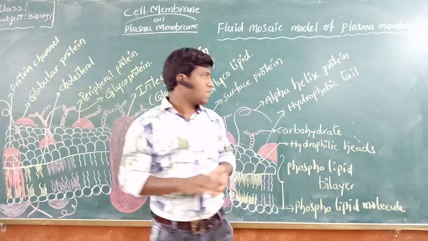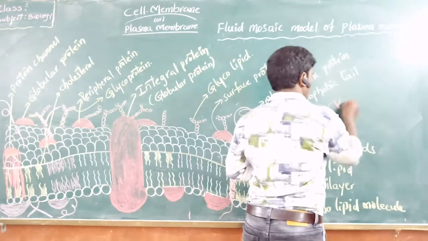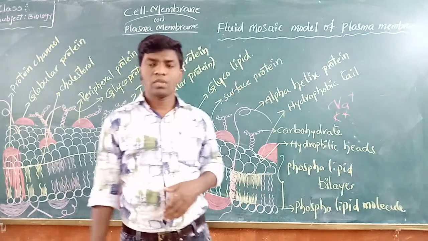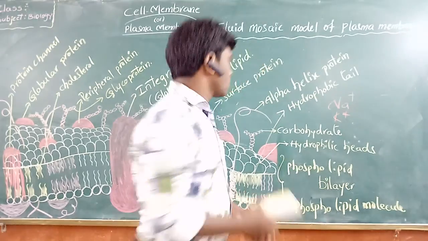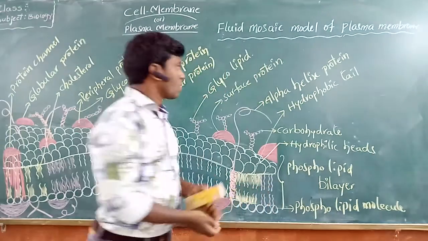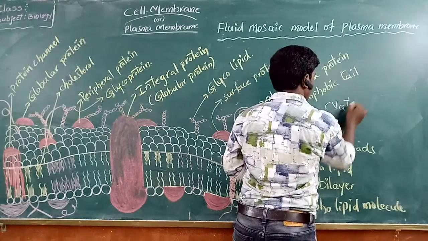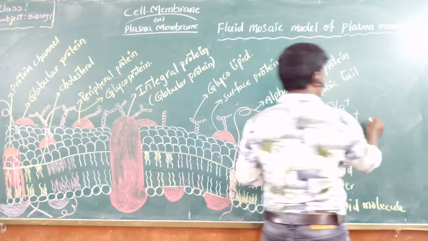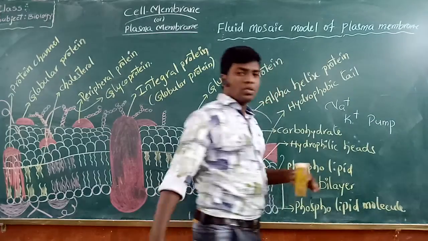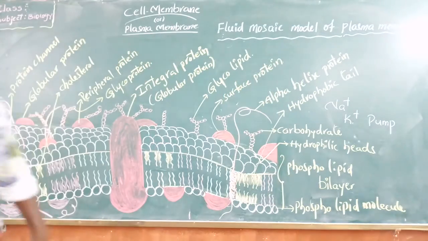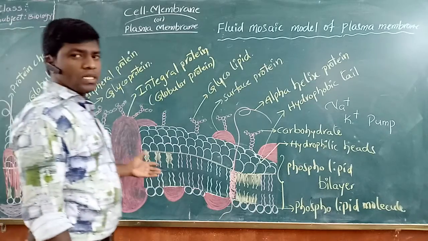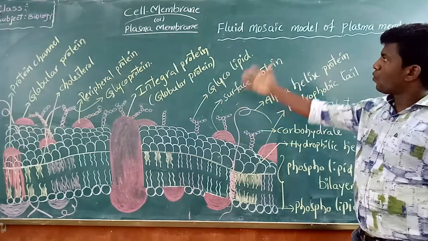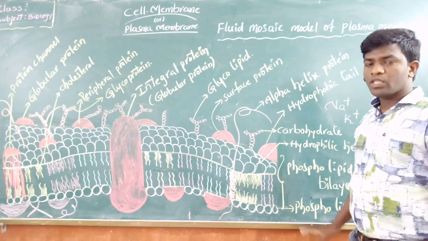Examples are sodium plus ions and potassium plus ions. So these are the sodium plus and potassium plus compounds. That is about active transport. This is the overall structure of the cell membrane or plasma membrane. This is the model of the fluid mosaic membrane. Is it clear?